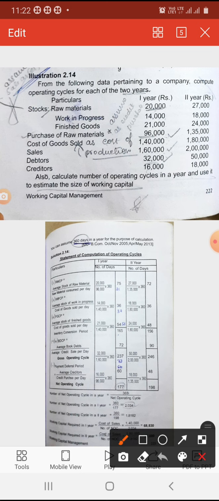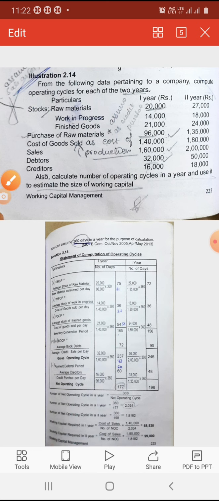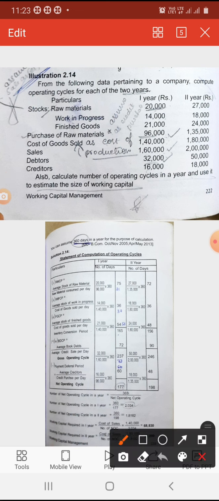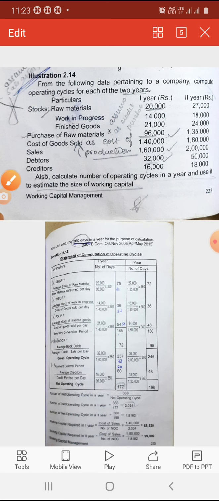Now what we have to do is prepare a statement of computation of operating cycle. First we will move to the calculation. Here the calculation goes like this: RMCP is equal to average stock of raw material divided by raw material consumed per day.